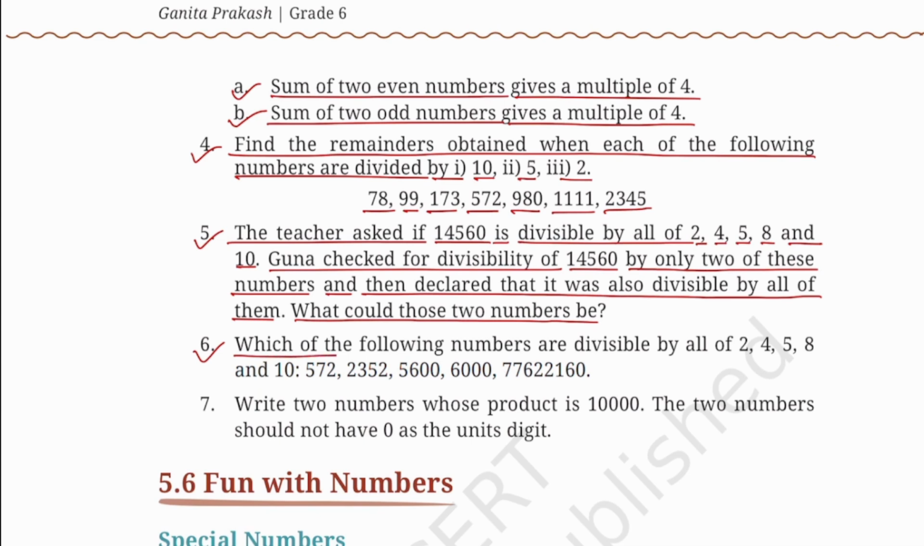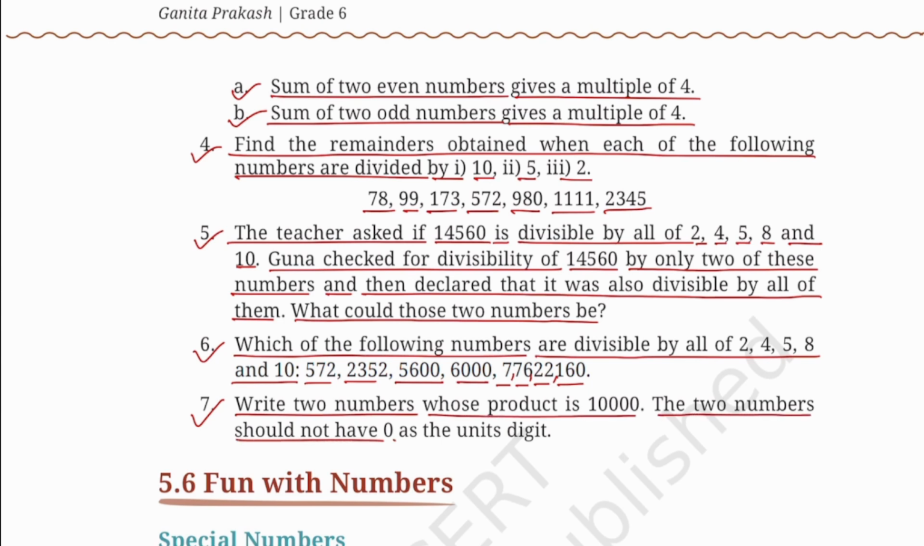6. Which of the following numbers are divisible by all of 2, 4, 5, 8 and 10? 572, 2352, 5,600, 6,000, 7 crore 76 lakh, 22,160. 7. Write two numbers whose product is 10,000. The two numbers should not have 0 as the units digit.